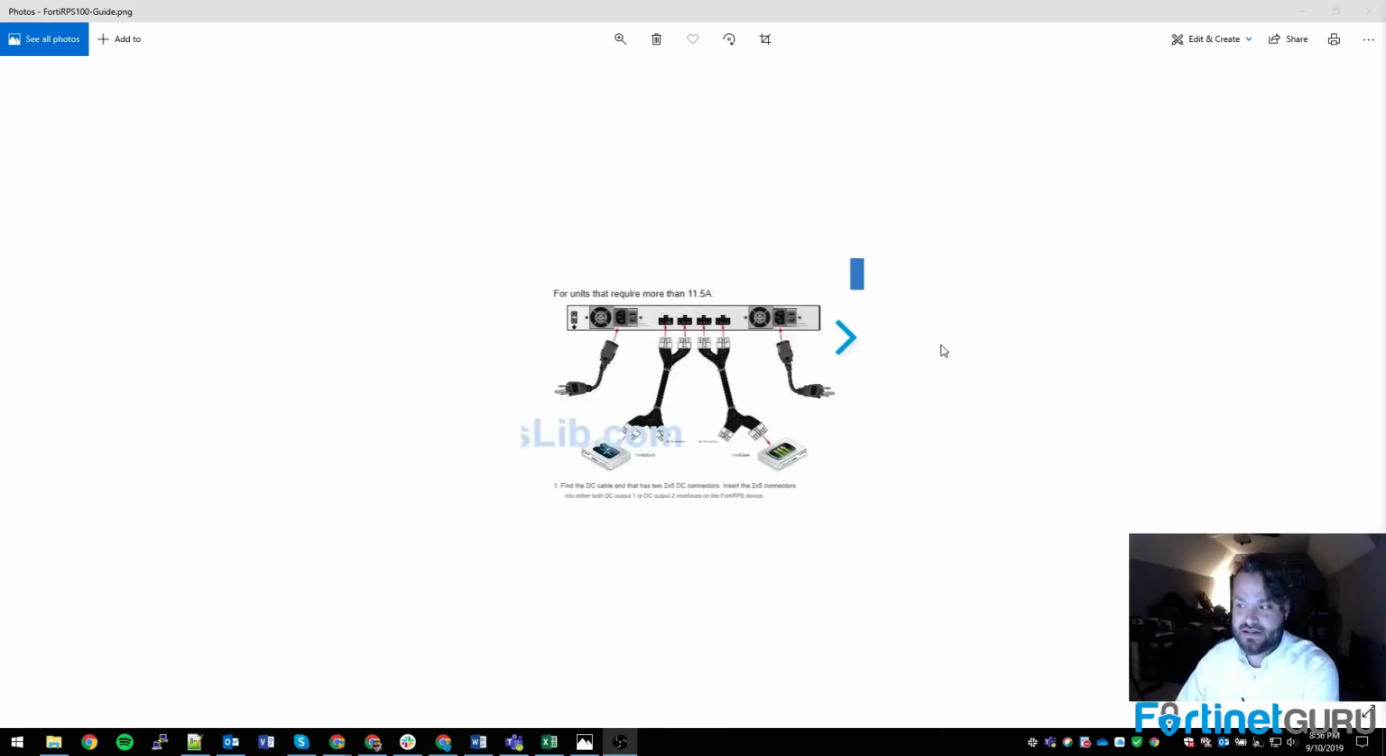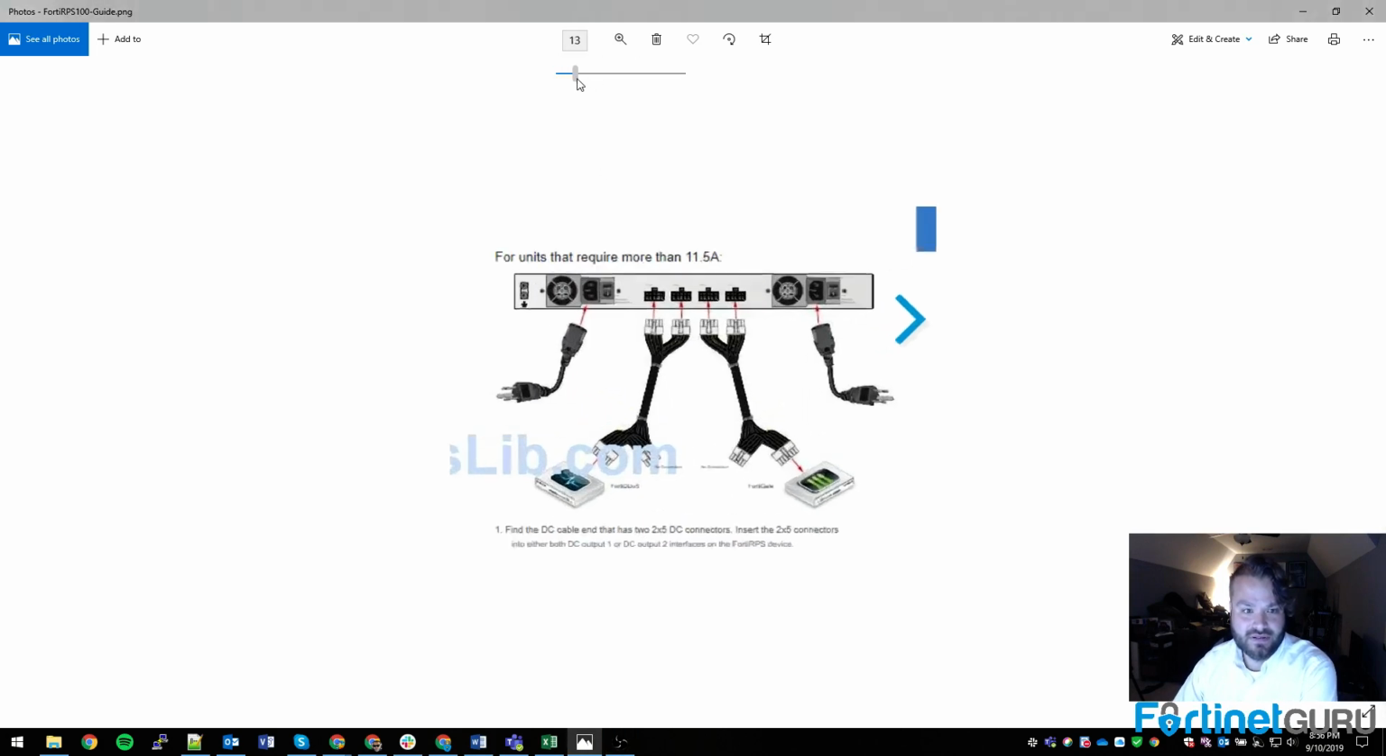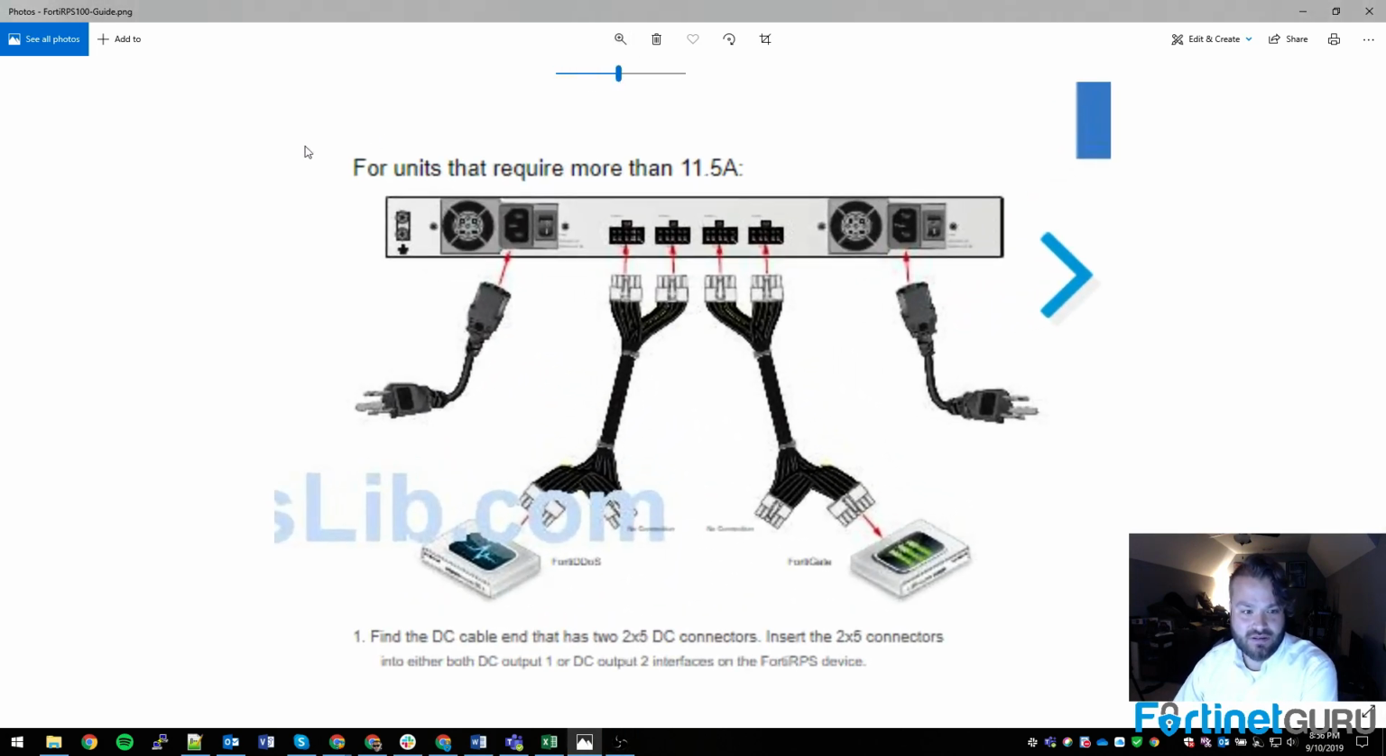So, right here, this is a drawing of what the Fortinet documentation tells you to do. Now, if you look here, you have a power supply on the left, you have a power supply on the right, and then you have basically four ports across the 40 RPS backplane. And if you follow their documentation, it tells you to, you know, one and two, the picture does. And most people only look at the picture, they don't read the instructions, right?